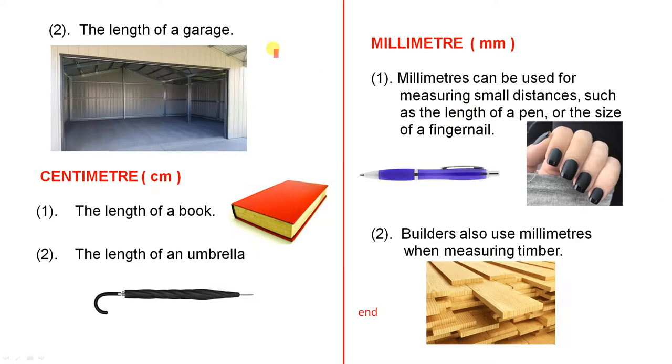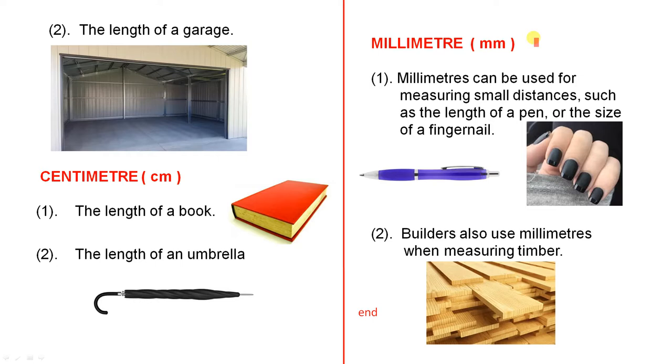Another example where we can use metres is the length of a garage. That's just a typical measurement we can use, the length of a garage. The centimetre, whose abbreviation is cm, one example could be to measure the length of a book. Okay, so you can use centimetres for that, and you can use the centimetre to measure the length of an umbrella. For example, it wouldn't be practical to use metres or kilometres for those two measurements, just not practical at all, because the measurements are too small.